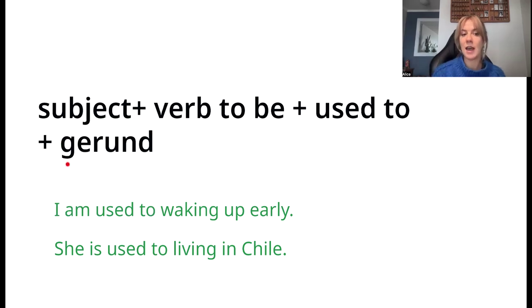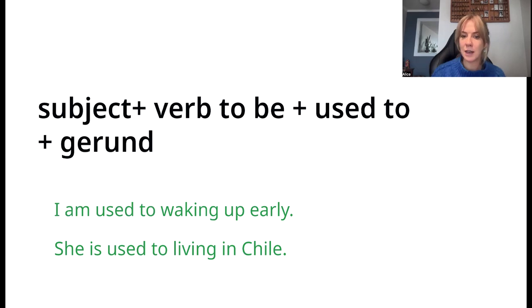So, I am used to waking up early. Not I am used to wake. Completely grammatically incorrect. I am used to waking up early. She is used to living in Chile. I am used to living in Chile. I'm accustomed. I'm comfortable. Okay, so this is the structure you need to talk about something that you are familiar with, that you are accustomed to when we're using the verb.